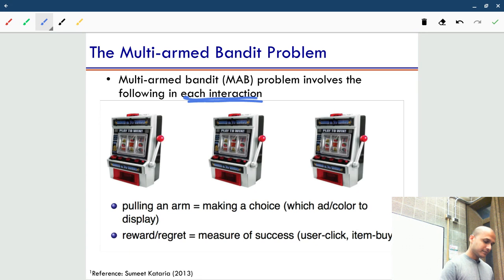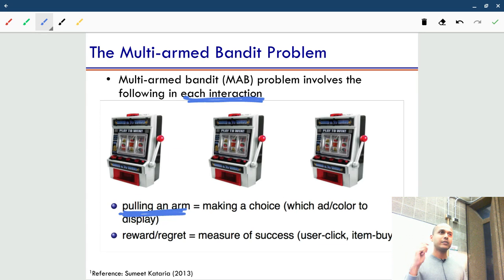Okay. And each interaction or each time point in the sequence is going to be a round or an interaction or a time index. Okay. And what we'll do in each interaction is that we're going to pull an arm, as in we're going to take an action. Okay. So in the previous example, we're going to either show website A or website B. Okay.